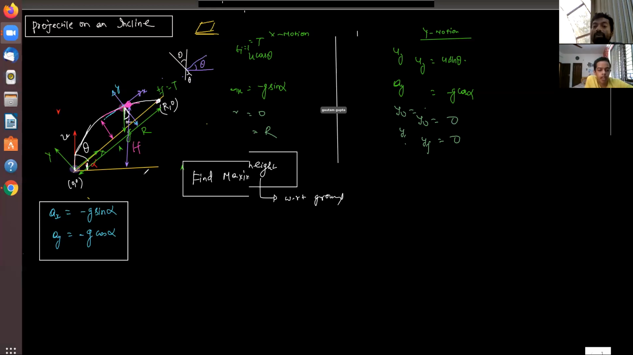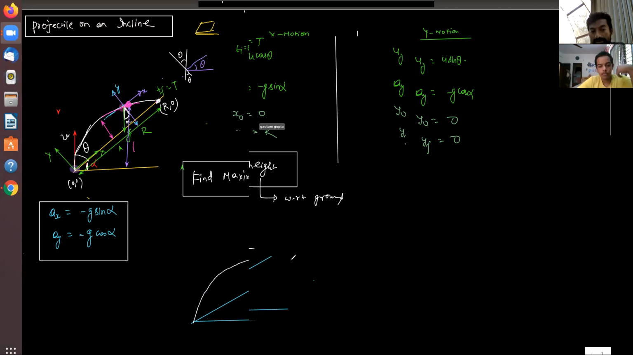So this is a tricky part. How do you find this point where it will attain maximum height? Any idea? If I draw this again, is there anything you have done before that you can apply to find the maximum height? So basically this is the incline. The maximum height point will be somewhere here, right? So this point will be the maximum height. So this point is your max. You have to find out this point.